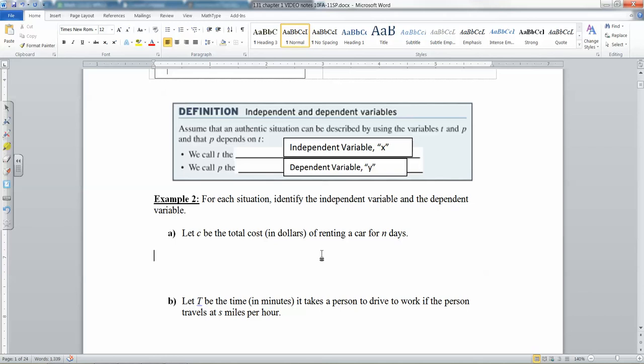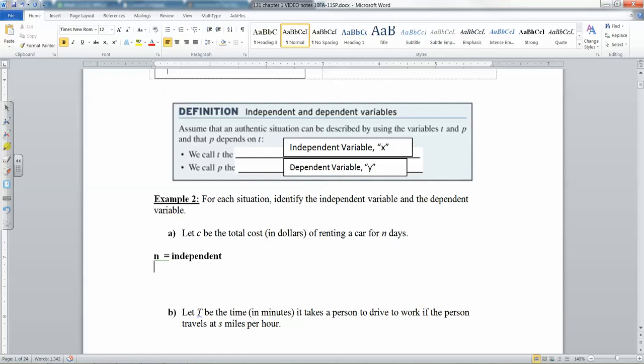So in this particular instance, I would argue that n is the independent variable and then C is the dependent, because cost depends on number of days. All right.